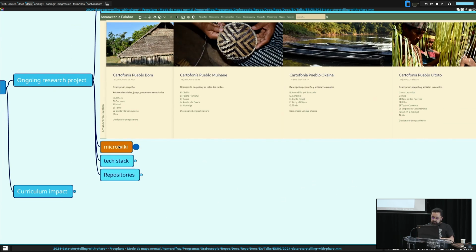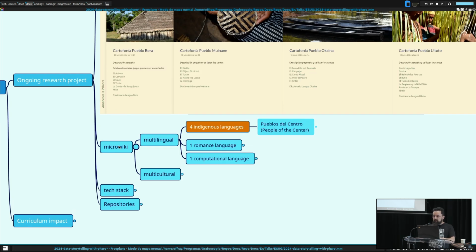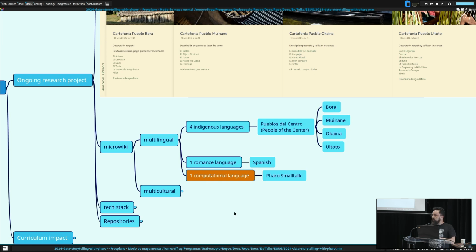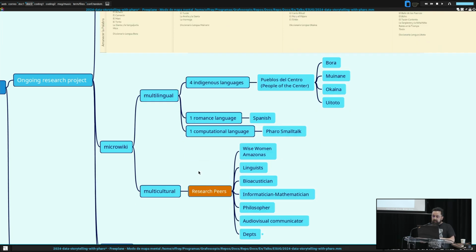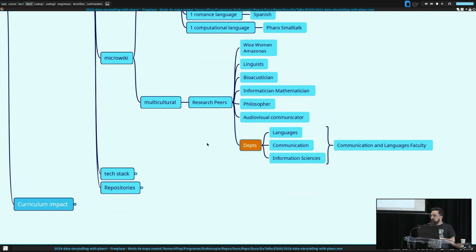So we created this microwiki. This microwiki is multicultural and multilingual in the sense that it has 4 indigenous languages of the people of the center: Bora, Muinaine, Okaina, and Witoto, 1 Romance language because it's done in Spanish, and 1 computational language, Forest Smalltalk, that is behind the way we process and store the information. And it's multicultural because the research peers are constituted by several people from several ways of life. For example, a wise woman in the Amazonas, a linguist, a bioacoustician, an informatician, a mathematician, a philosopher, an audiovisual communicator, from the 3 departments in our faculty: languages, communication, and information sciences.